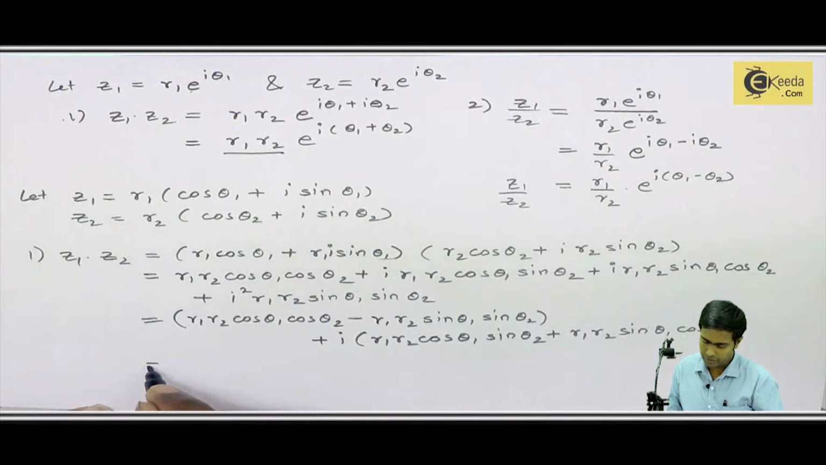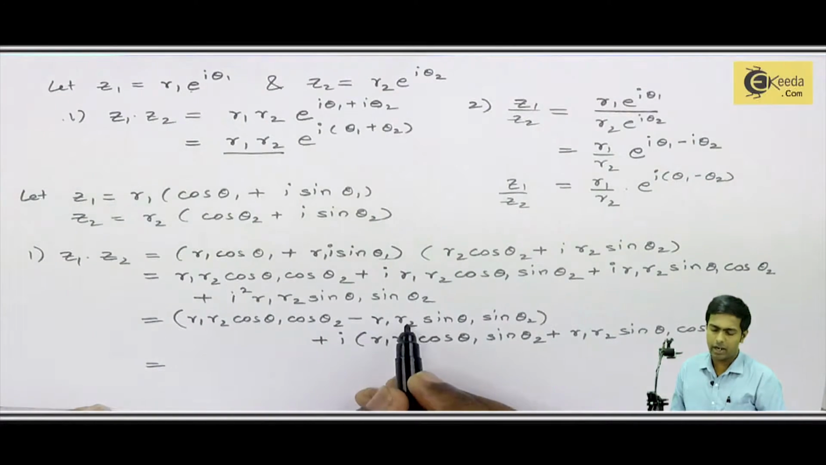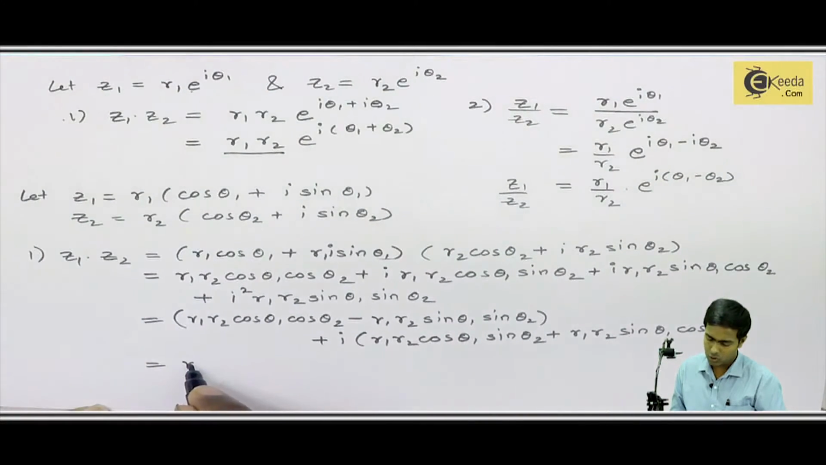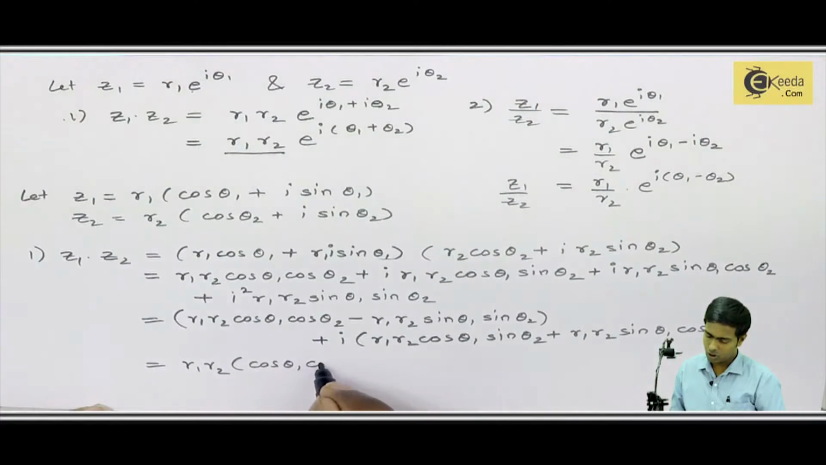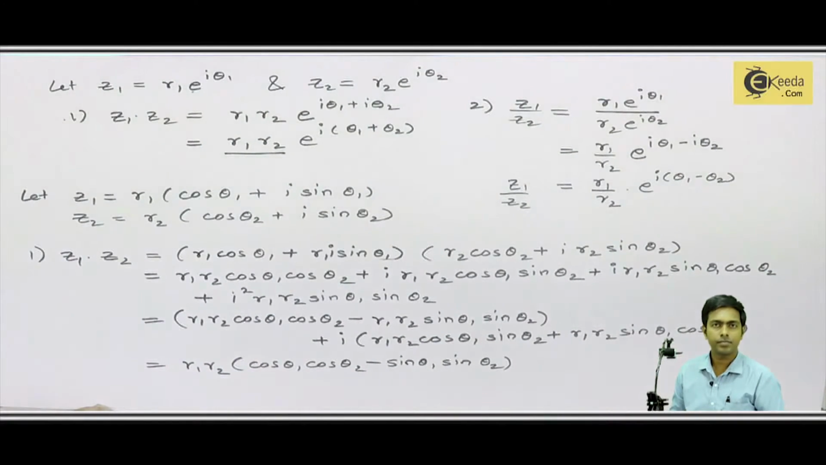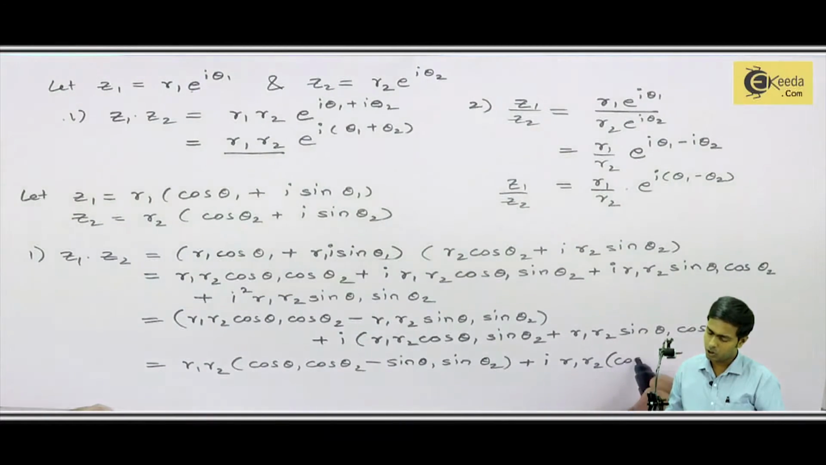So we will get here r1 and r2 as common, so I am taking the common term outside. Inside the bracket, cos theta 1 cos theta 2 minus sin theta 1 sin theta 2 will remain. Similarly, in the second part, i r1 r2 outside, and inside the bracket cos theta 1 sin theta 2 plus sin theta 1 cos theta 2.